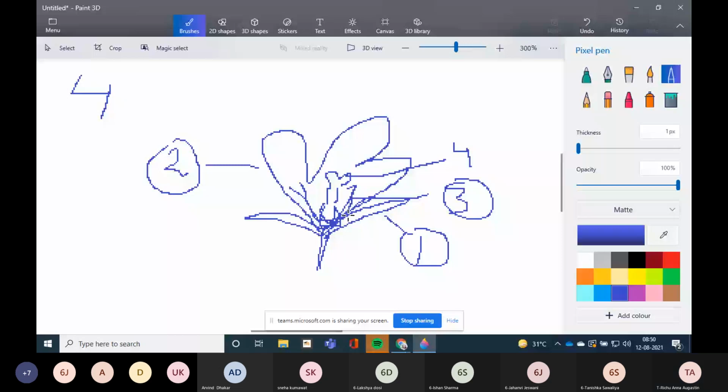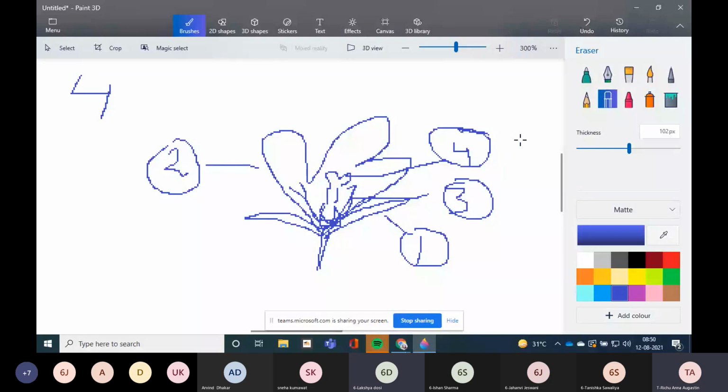Is this clear? Yes, ma'am. Okay, so these are the 1, 2, 3, 4 whorls. 4 whorls are there in a flower. First one is the sepal, second one is the petal. Third one is the male part, which is known as androecium. Fourth one is the female part, known as gynoecium.